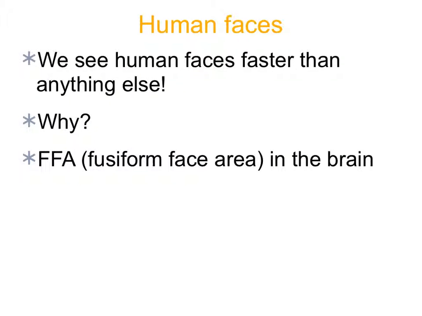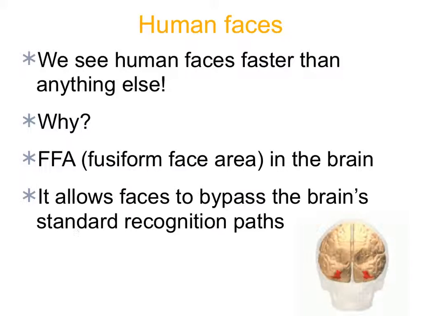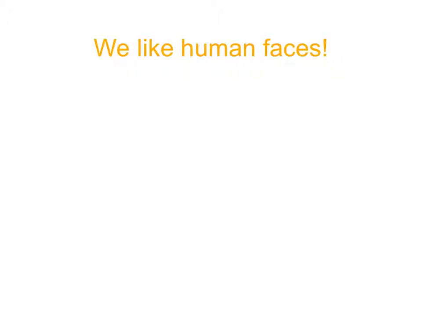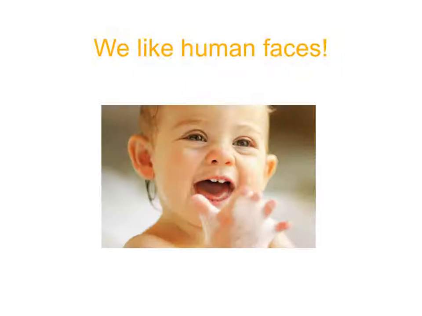Because we have a part of the brain called FFA, fusiform face area. Basically, this part of the brain allows the brain to bypass the standard recognition path. It's like a direct connection instead of having to go through different paths. First, let's check this, and then that, and then this. There is this ability of the brain to connect directly to the FFA so that we can recognize human faces faster than anything else. So yes, we recognize human faces very quickly, and we like human faces.